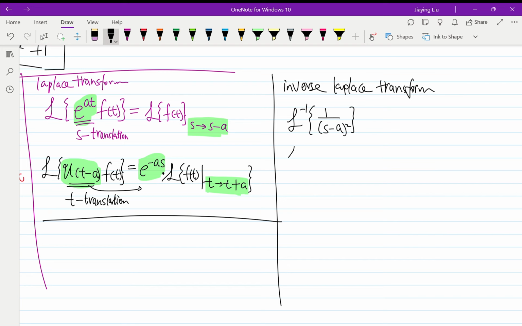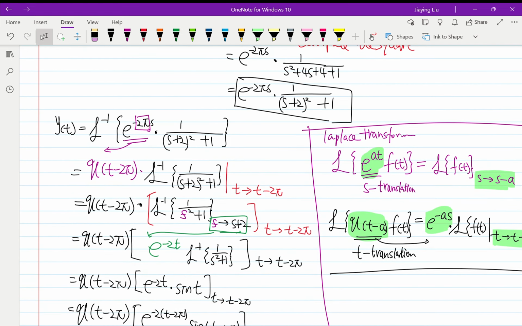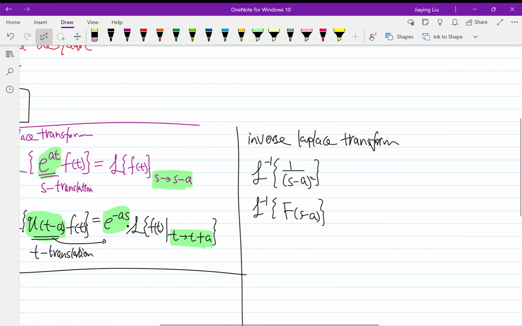And more generally, it's inverse f of s minus a. So if we have s minus a in the inverse Laplace notation, or s plus a in the inverse Laplace notation, so it's kind of like what we have here. We have s plus 2 squared, right? You can see one as s plus a squared. So if we have something like that, that's an indicator that we're going to use inverse s translation.